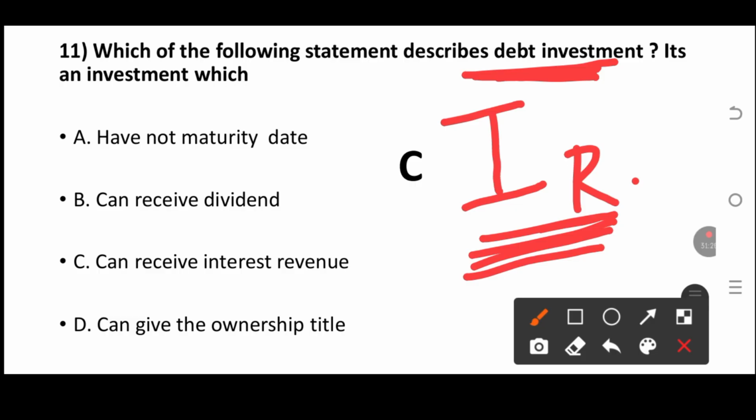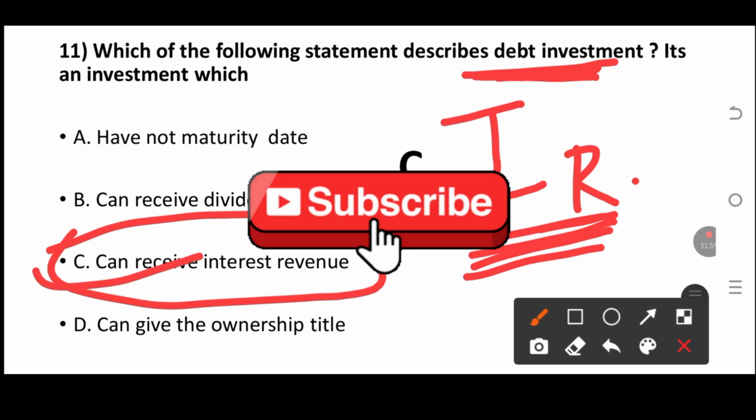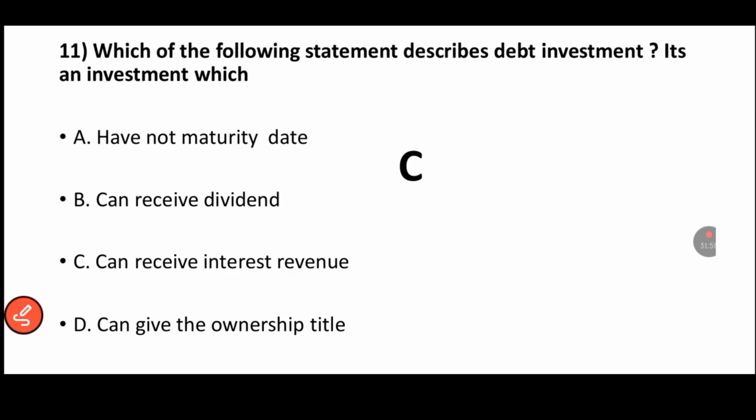Let's see. It is an investment which A. Have not maturity rate, B. Can receive dividend, C. Can receive interest revenue, D. Can give the ownership title. Can receive interest revenue, this is the basic. When a statement receives an interest revenue, then it is basically a debit investment. Okay, C is the correct answer.